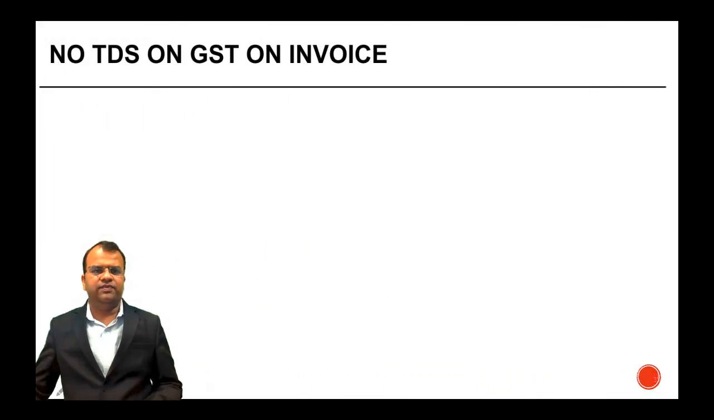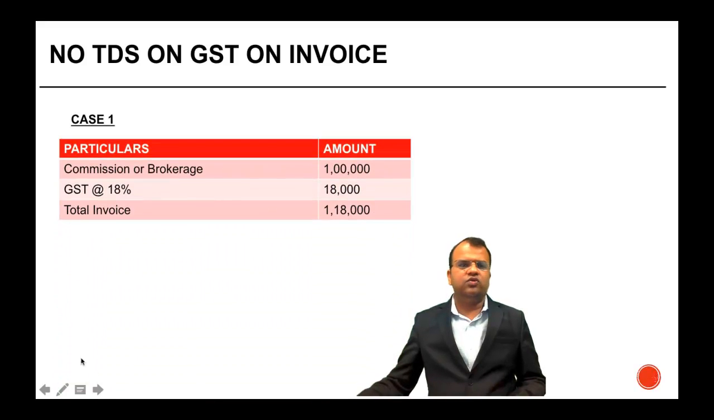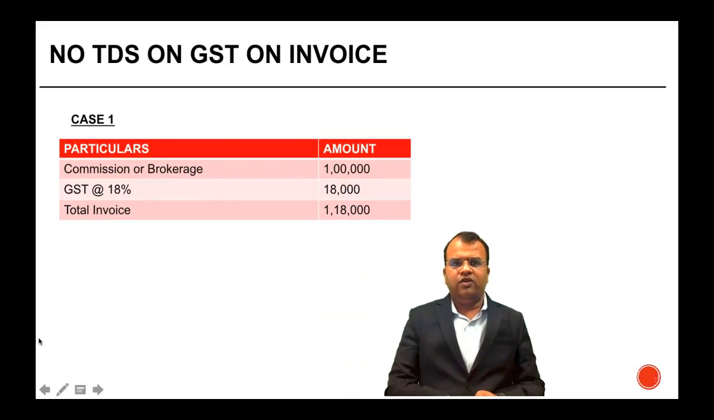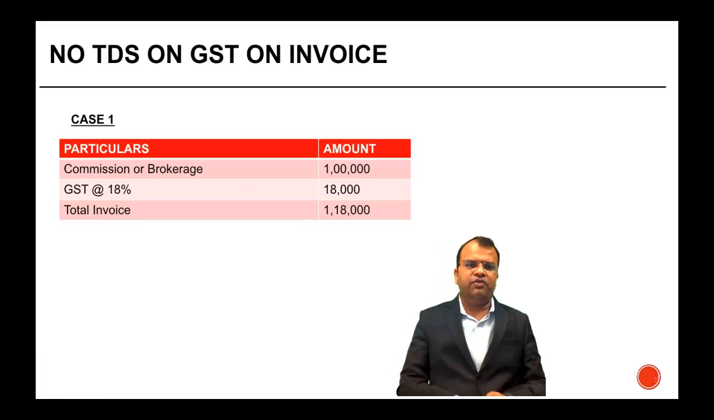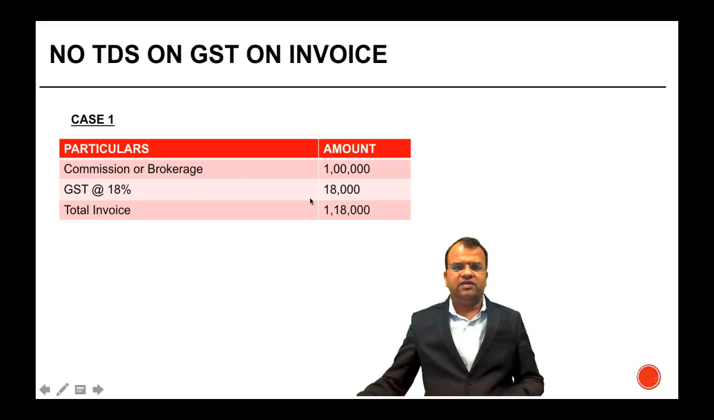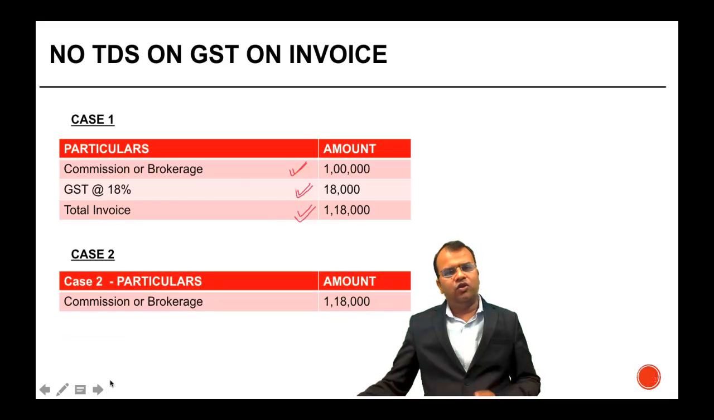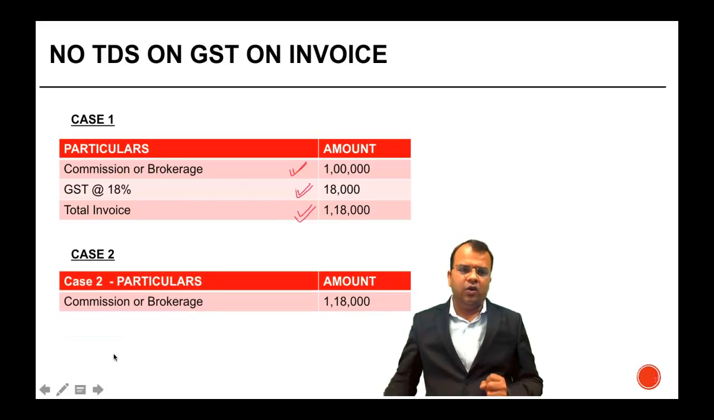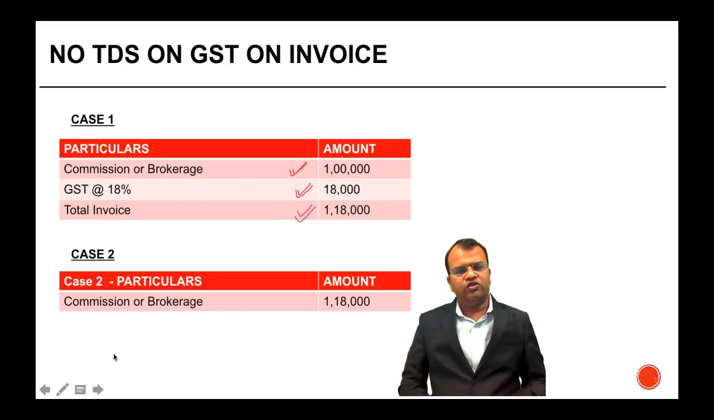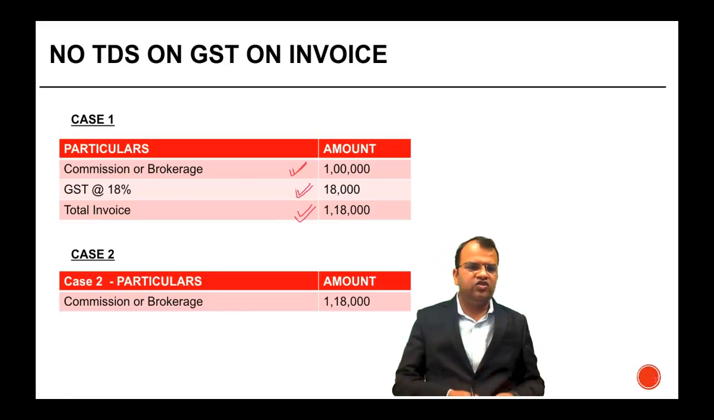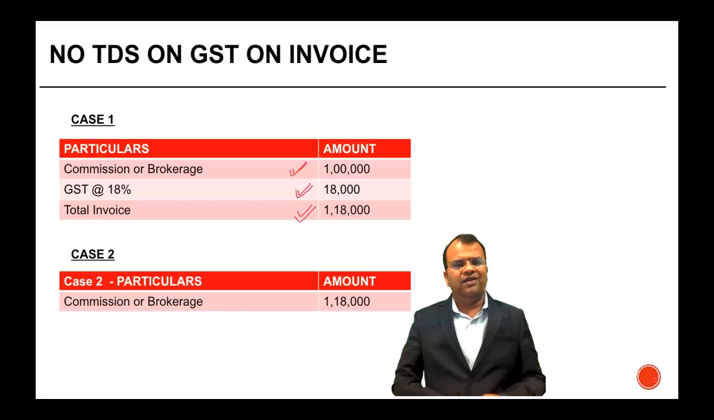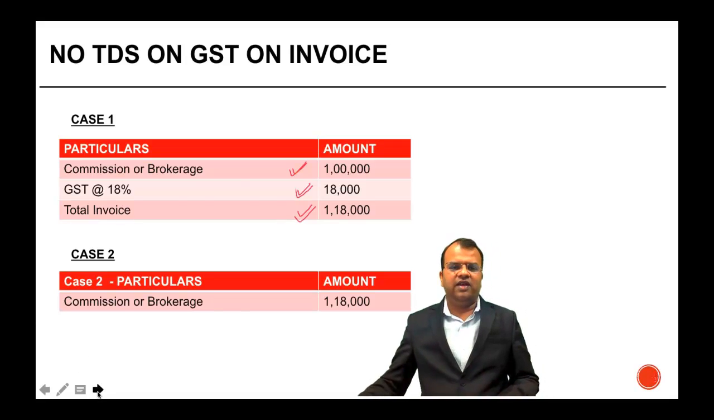We discussed this earlier. There is no TDS which is going to be applied on the amount of GST which is mentioned separately in the invoice. So if, let's say for example in this case, if you look at it, 1 lakh is the commission or brokerage, there's a GST of 18% on it and the total invoice is 1,18,000. TDS will be deducted only on 1 lakh, not on 1,18,000. However, if there is a bill for commission or brokerage of 1,18,000 without specifically mentioning if there is any GST involved in it, then TDS has to be applied on the entire amount.